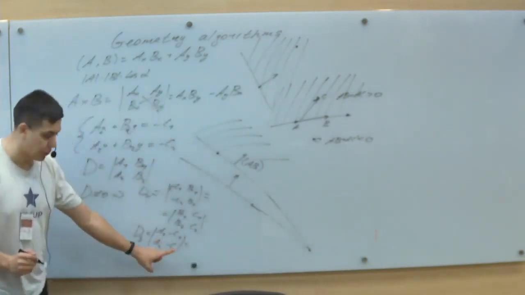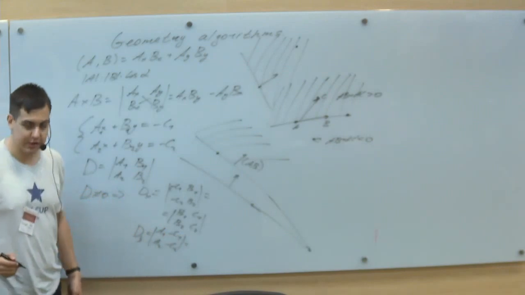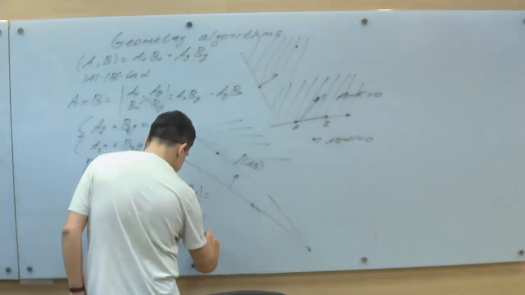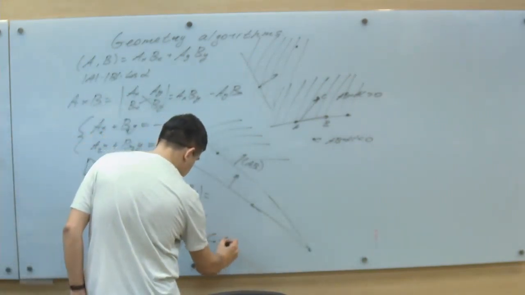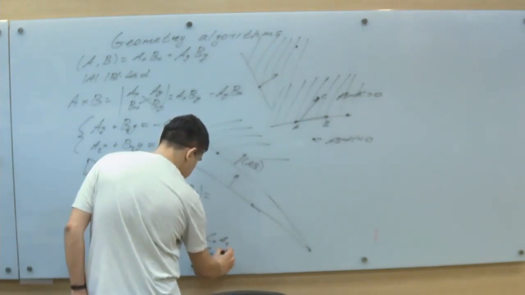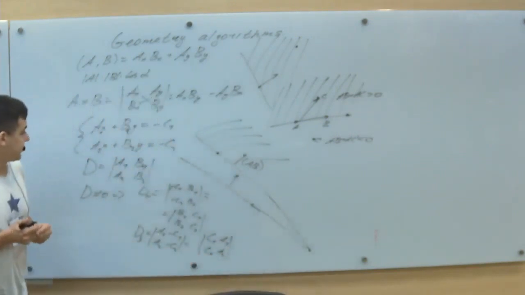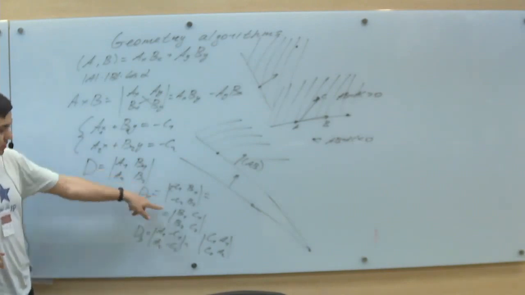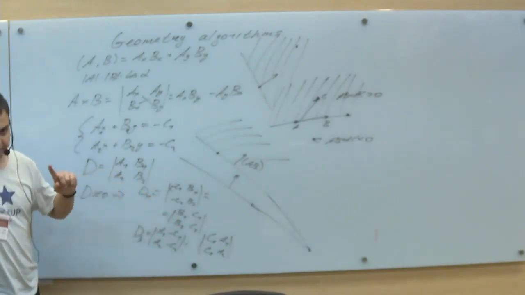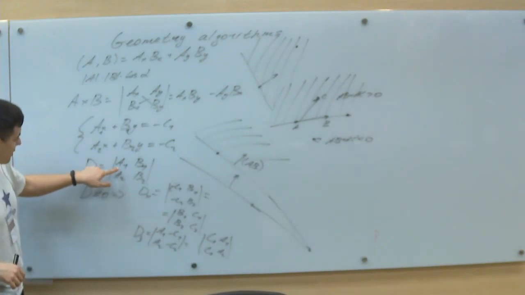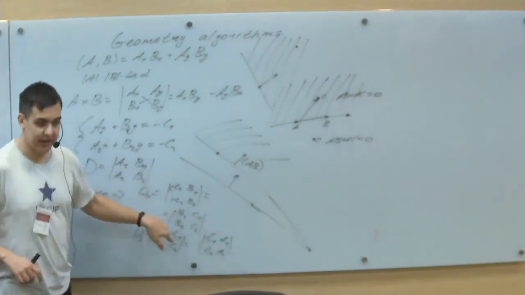And again, I'll swap two columns and remove this minus. So I get C1, A1, C2, A2. And you can notice that these three determinants are pretty similar, right? So it's AB, this is BC, and this is CA.